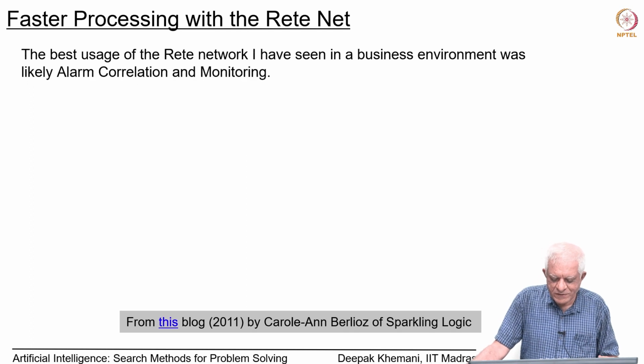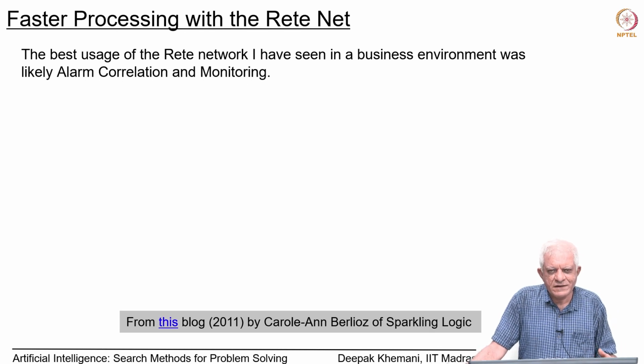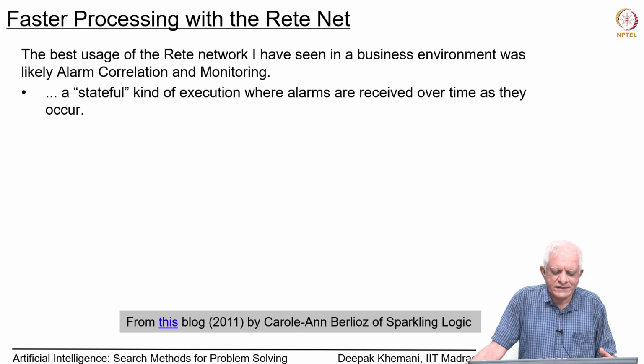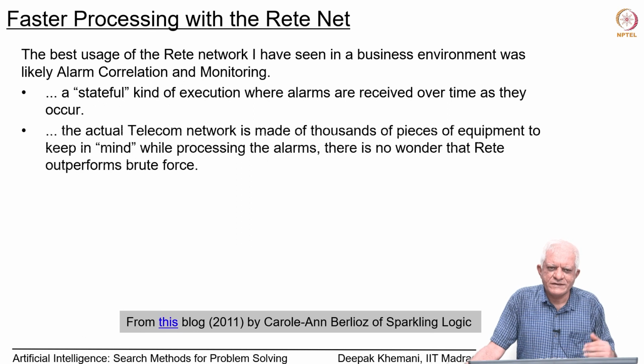Again described by Carole-Ann Berlioz. The best usage of Rete network I have seen, she says, is in a business environment, which is to deal with alarms which come out of systems, correlation and monitoring essentially. So, she says that it is a stateful kind of execution where alarms are received over time. So, just imagine that you are monitoring some large network of things. In this case, they were monitoring networks or network management systems, and at some point some device somewhere would raise an alarm or would fail or something like that. So, the whole question was when to raise what kind of alarms essentially.